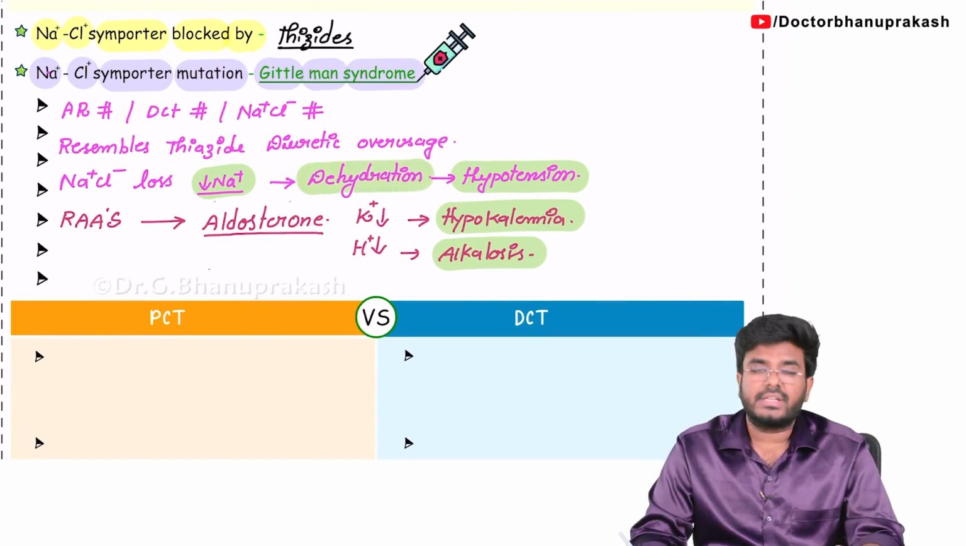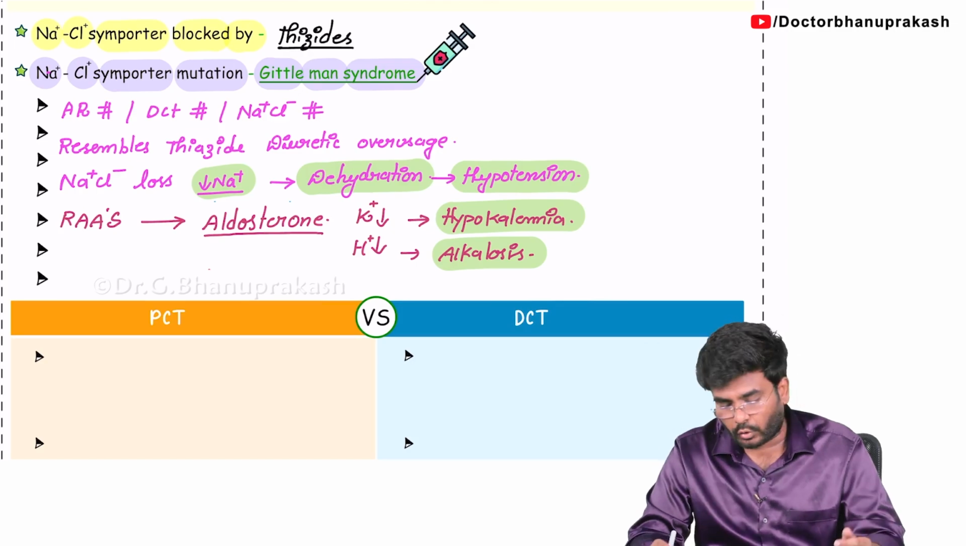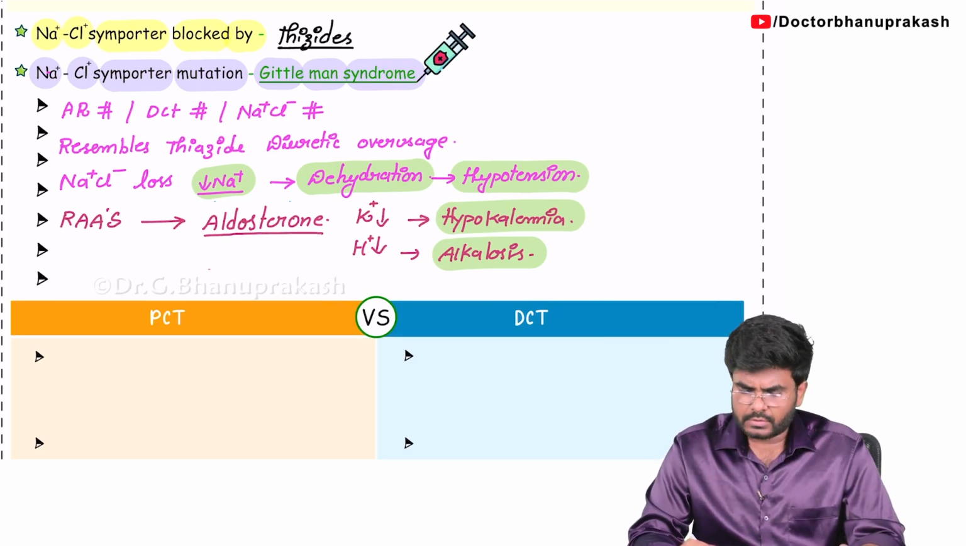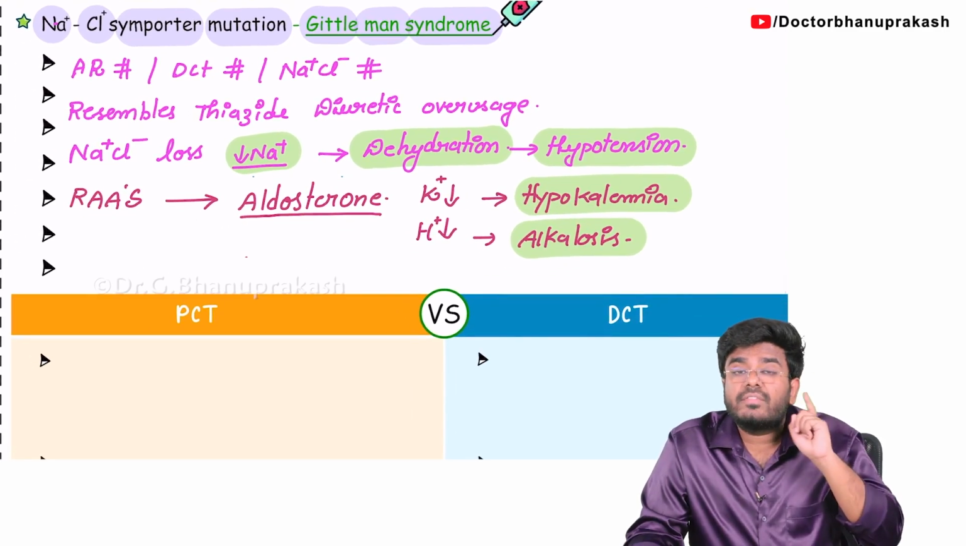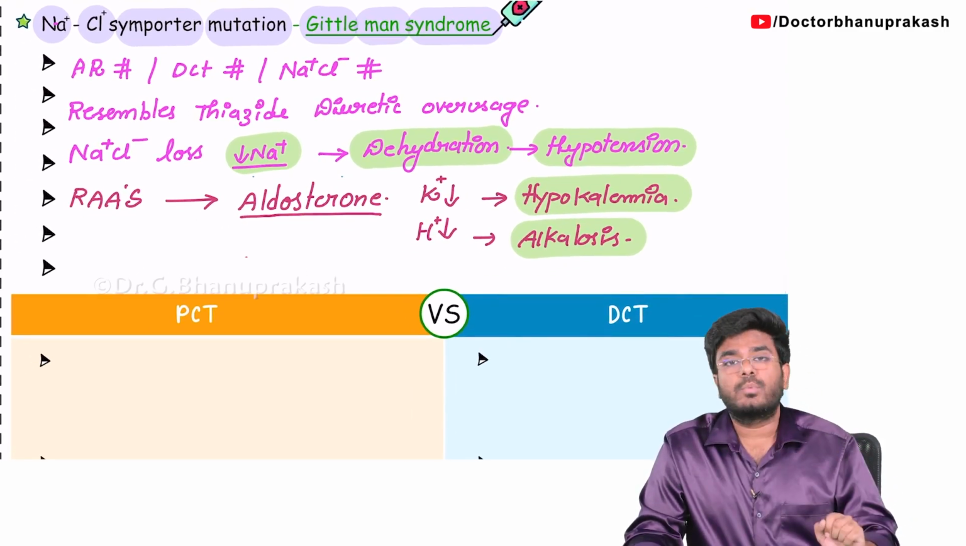These babies are severely dehydrated. Because of this dehydration, a sunken anterior fontanelle can be seen. Okay, so same things. But how is it different? In Bartter there is deafness. In Bartter there is calcium loss.